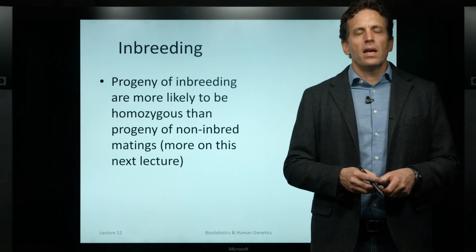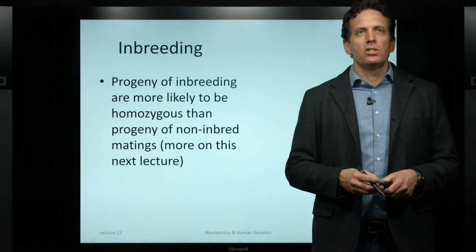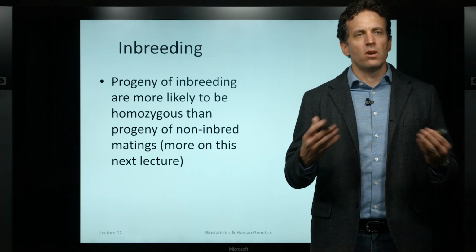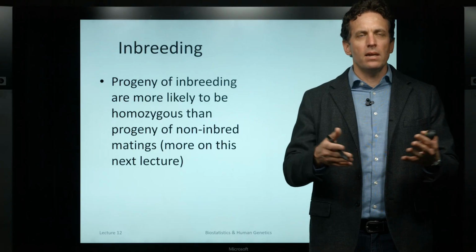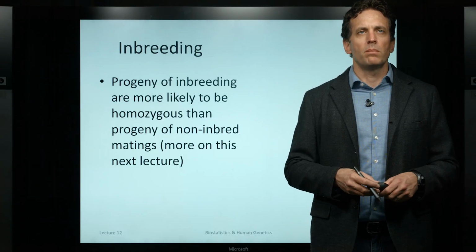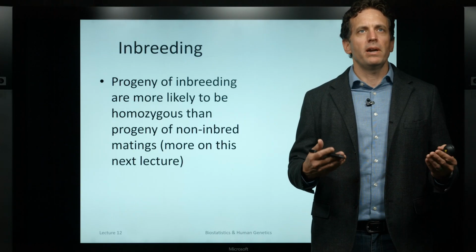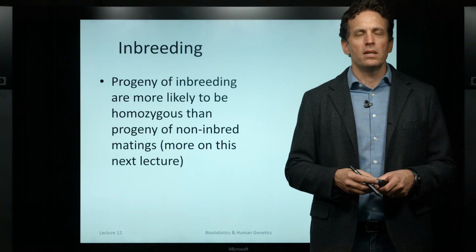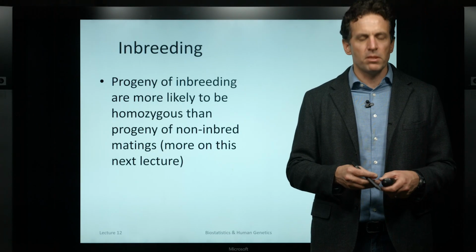And a related violation of Hardy-Weinberg equilibrium is that this phenomenon of mating within a population can result in inbreeding, and inbred individuals are more likely to be homozygous than the progeny of non-inbred matings. This is something that we're going to talk about in depth in the next lecture.